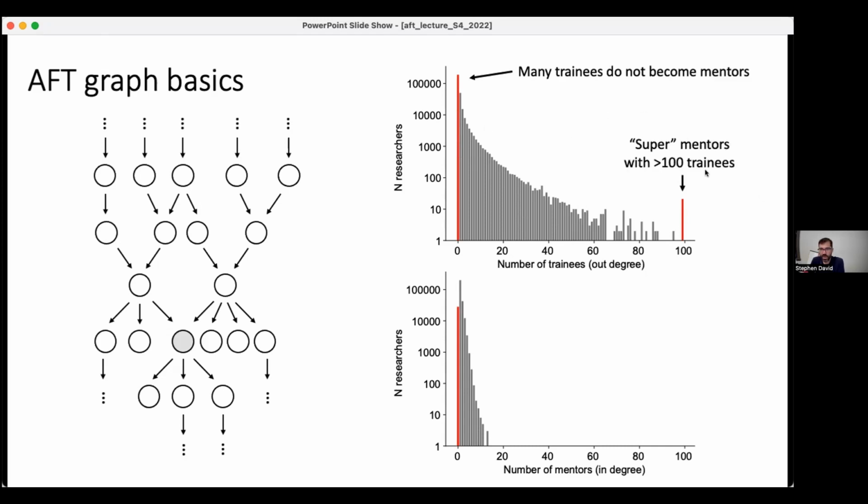But then there also are these, you could call them super mentors. These are people who have trained over 100 individuals in their field, with a big spread in between.